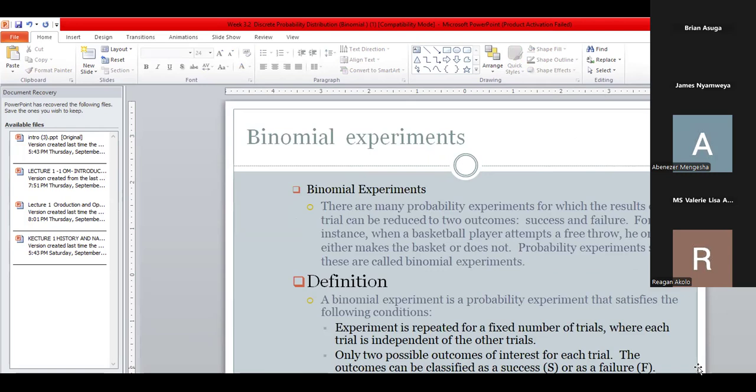Now, first, all those experiments that can produce only two outcomes are called binomial experiments. Like if you're doing a market survey, and you're only asking people to tell you whether they'll purchase an item or not purchase, that survey is a binomial experiment. Some will tell you yes, some will tell you no. That's a binomial experiment. Binomial experiments are those experiments that can produce only two outcomes.